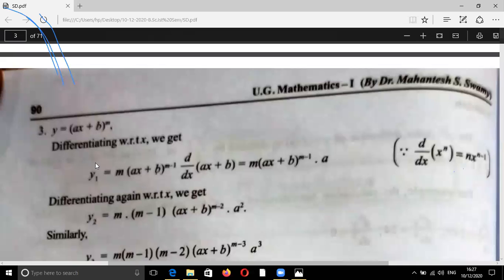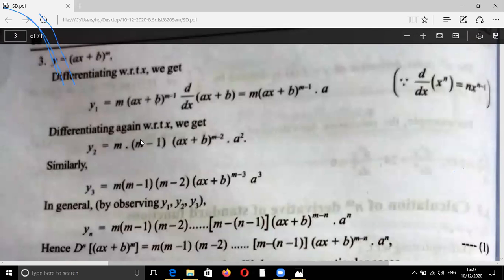If you differentiate with respect to x, we are going to get y1 equal to, already you know d by dx of x to the power n is how much? That is equal to n x to the power n minus 1. If you apply the same here, you get m into ax plus b to the power m minus 1. Now the inner derivative, d by dx of ax plus b with respect to x, you get a. Now what you got here? m into ax plus b to the power m minus 1 into a.